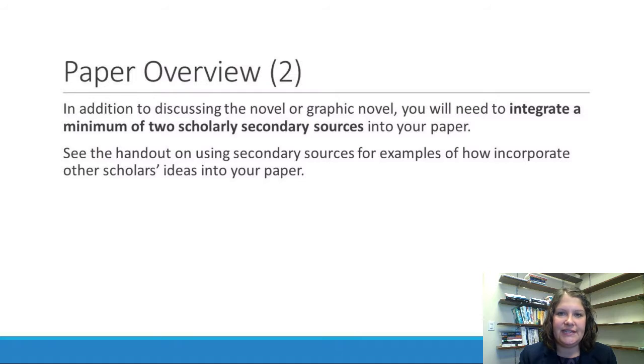In addition to these requirements for the paper, you will also need to integrate a minimum of 2 scholarly secondary sources into your paper. There's a handout on Blackboard about secondary sources and some examples about how to use them in your paper. I recommend that you take a look at that, especially if it's been a while since you've written a paper that uses secondary sources, or if using secondary sources is something that's new to you. And again, if you have more specific questions, I'm happy to set up a meeting to talk about this with you.